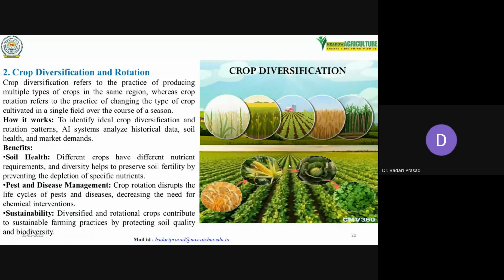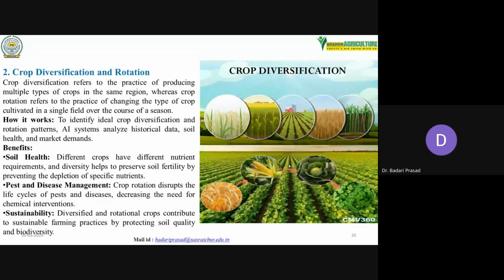The second thing is crop diversification and rotation. Crop diversification refers to the practice of producing multiple types of crops in the same region, whereas crop rotation refers to the practice of changing the type of crop cultivated in a single field over the course of the season. Here the system analyzes the historical data, soil health and market demands. Based on that, it gives predictions of the optimum crop which we can take up.